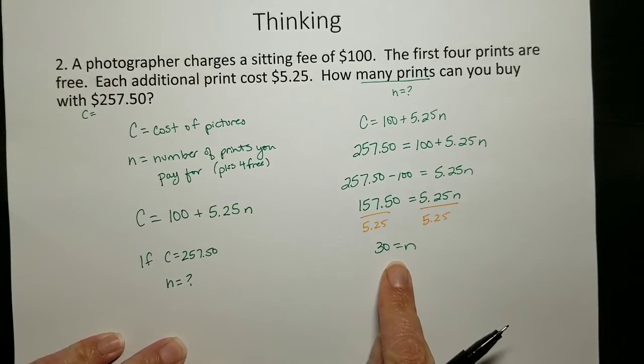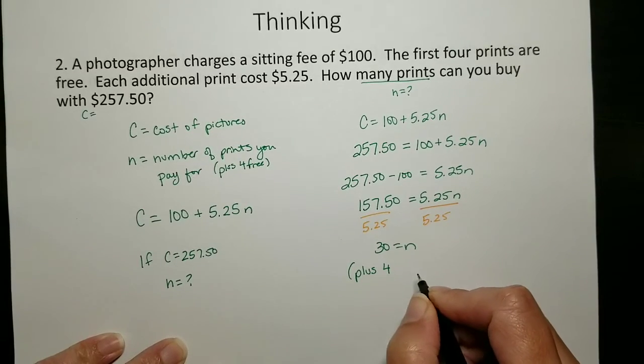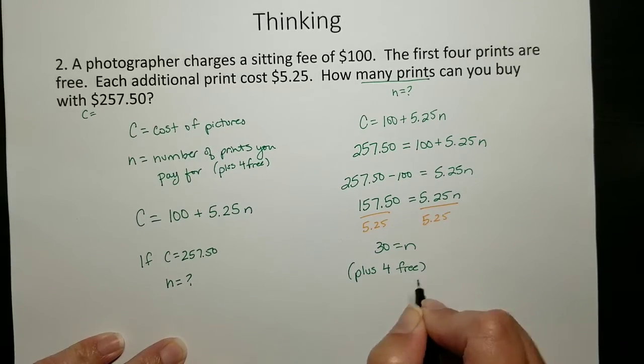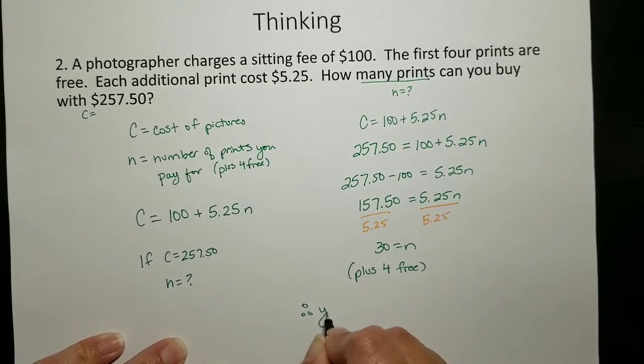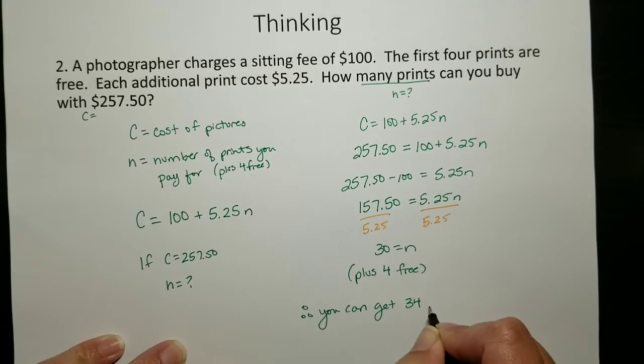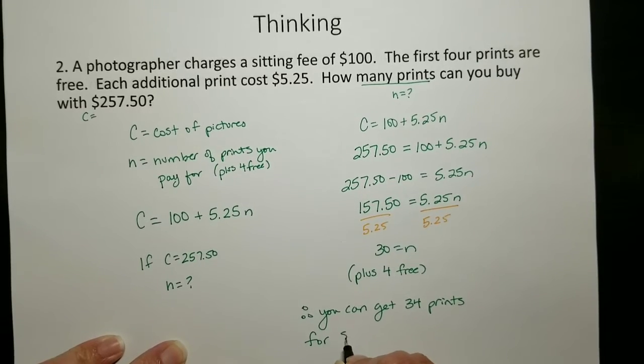So 30 is how many you paid for. So we're going to add, they got 4 prints for free. So therefore you can get 34 prints for $257.50. Okay.